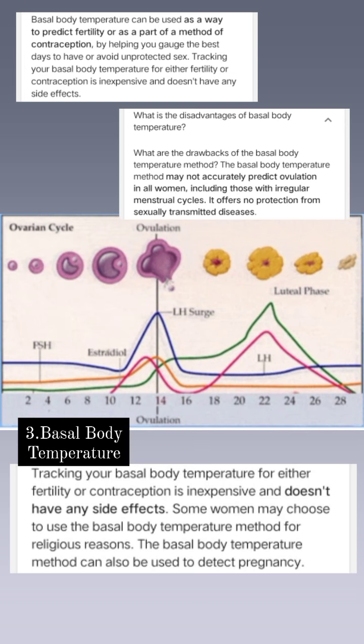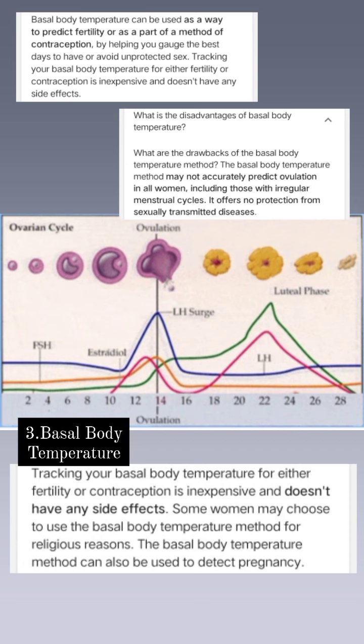The method of basal body temperature can be used as a way to predict fertility or as part of a method of contraception. By helping you gauge the best day to have or avoid unprotected sex, tracking your basal body temperature for either fertility or contraception is inexpensive and doesn't have any side effect.